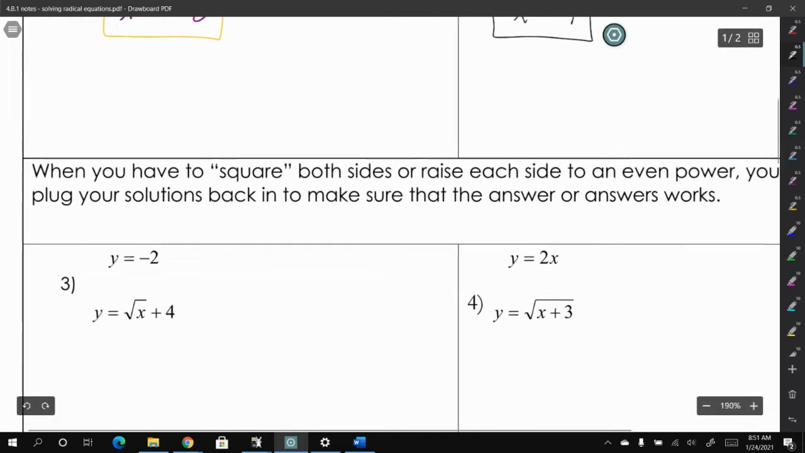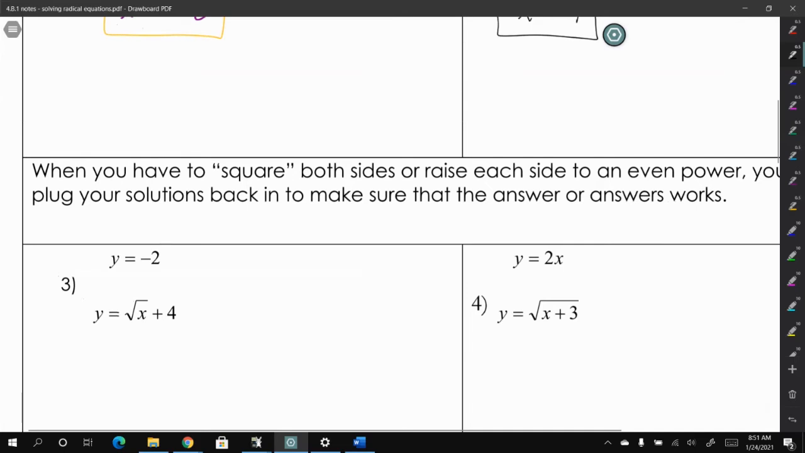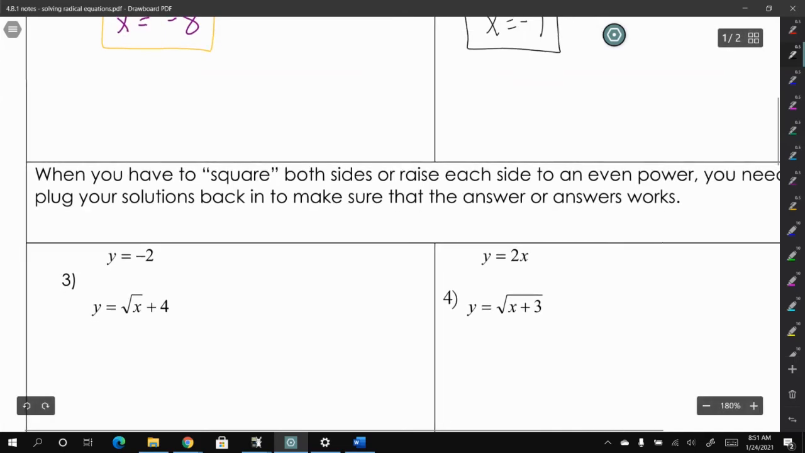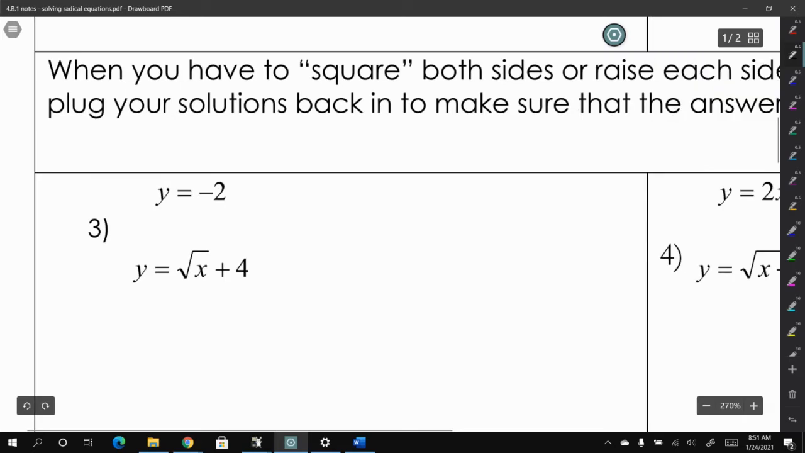However, when you are squaring both sides or raising each side to an even power, you got to make sure to plug your solutions back in to make sure they work, because you can't take the square root of a negative number, and that could give you some issues. If we look at number 3 right here, what if we get x equals -5? Well, if I plug in -5 for my x, that's going to give us a non-real solution, so that solution isn't going to work. So you got to make sure you plug in your solution or solutions. You could have more than one answer to see if those solutions work.